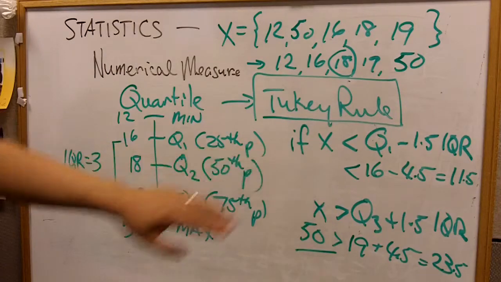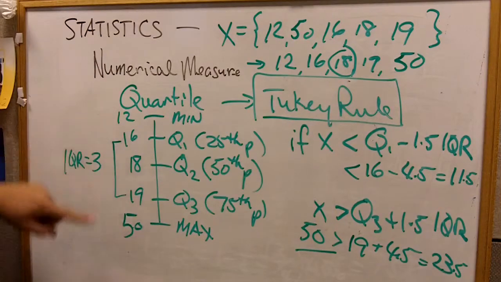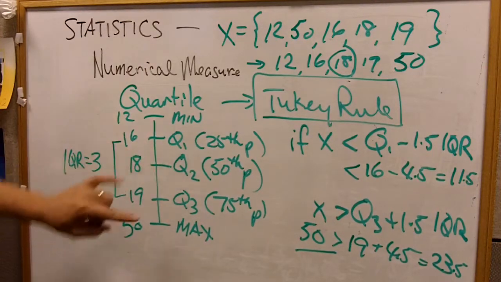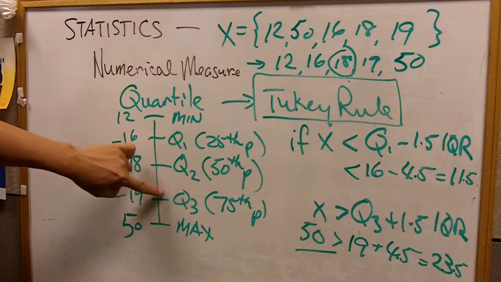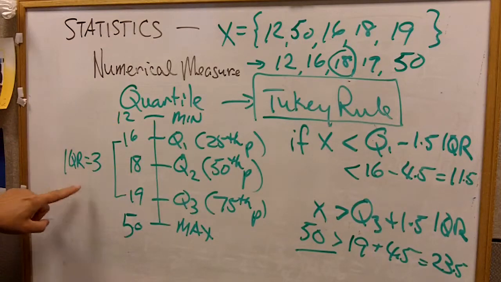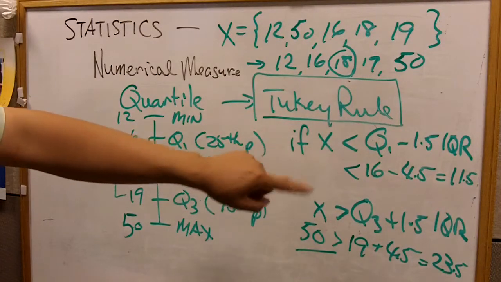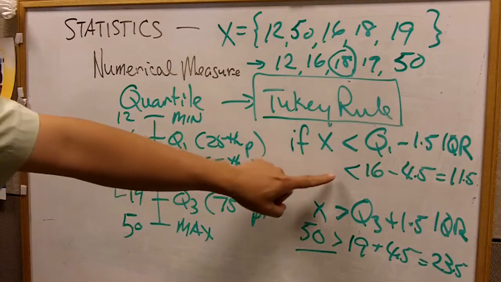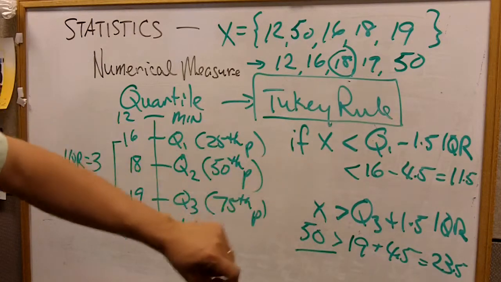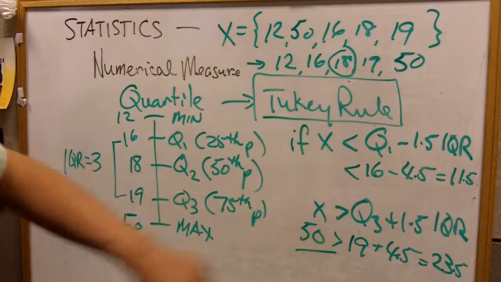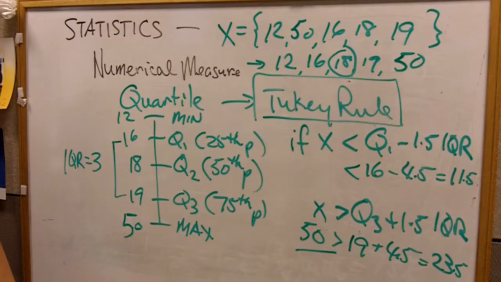And earlier we set up the quartile measures, the five-point summary, and the IQR, which is the difference between Q3 and Q1, that has pretty much the middle 50%. So that's why we call it interquartile range. That is 3, and plugging into the Tukey equation, that would give us the lower bound, which is 11.5, and the upper bound, which is 23.5. And because 50 is greater than 23.5, we know that it is an outlier.